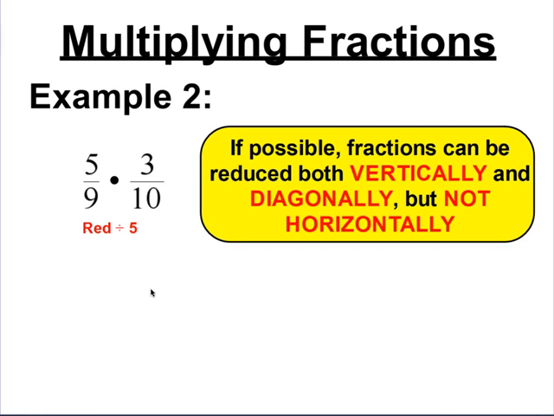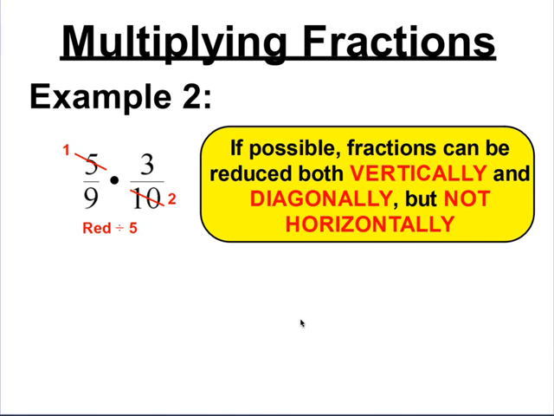So here, we're going to take the 5 and the 10 and we're going to divide by 5. So if I cross those out, if I do 5 divided by 5 and 10 divided by 5, I get answers here. So 10 divided by 5 is 2. 5 divided by 5 is 1. And now I'm simplifying my problem before I start.